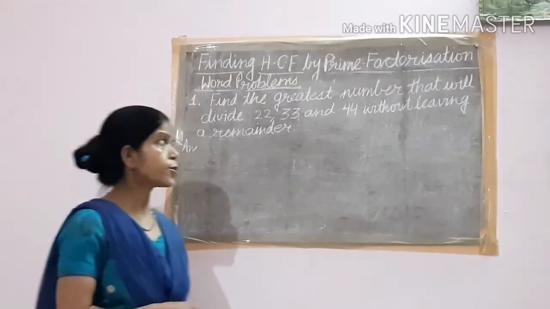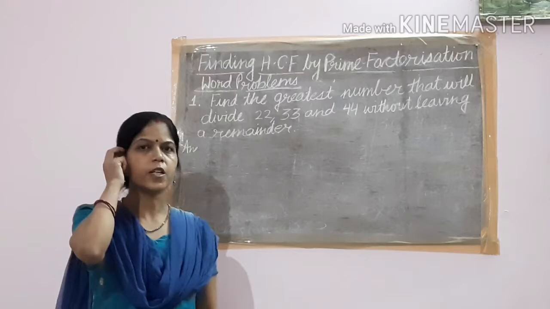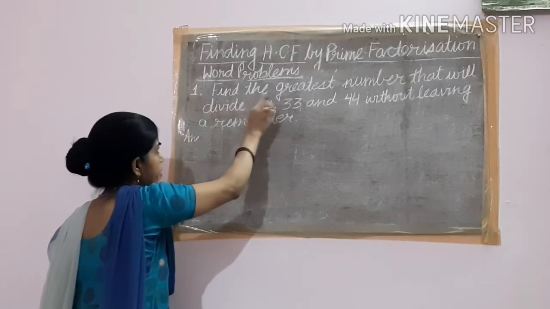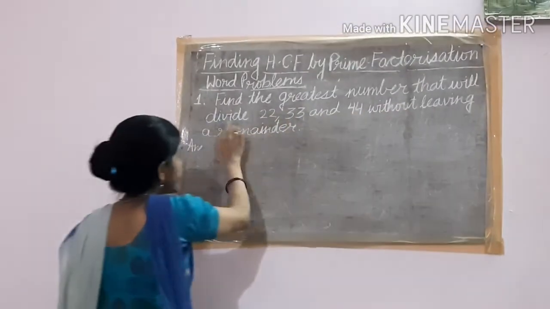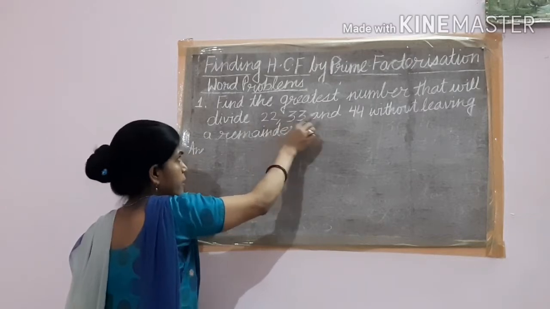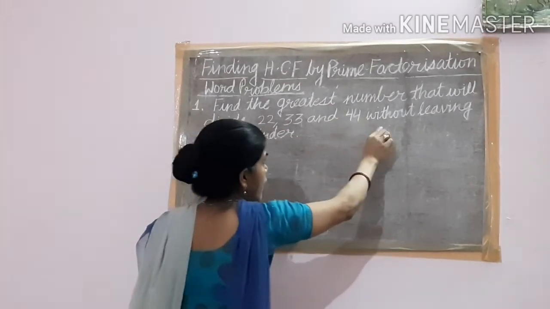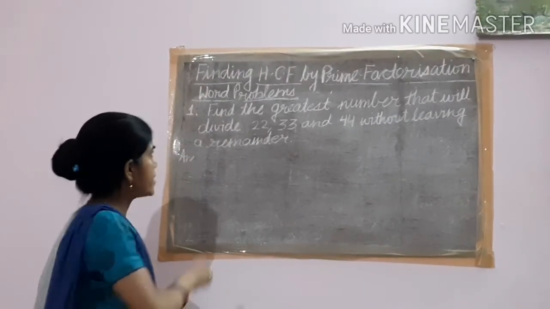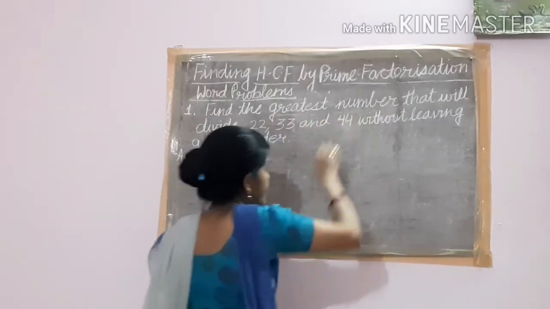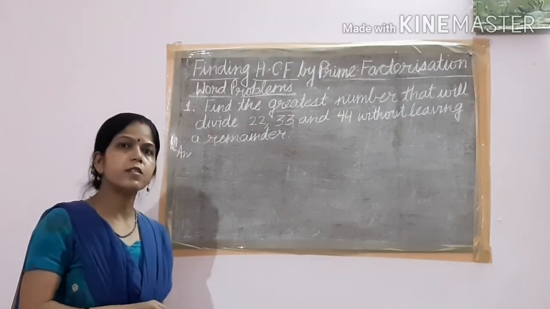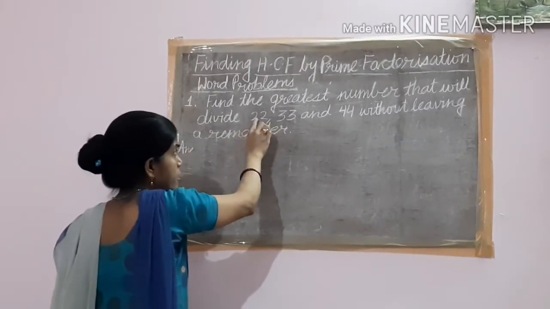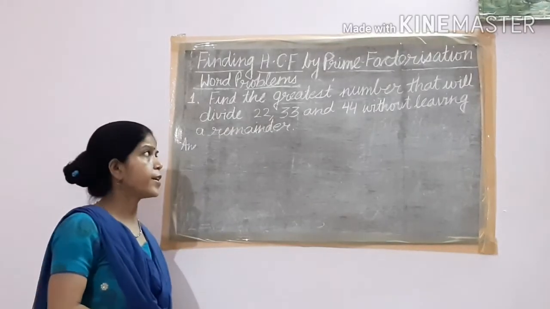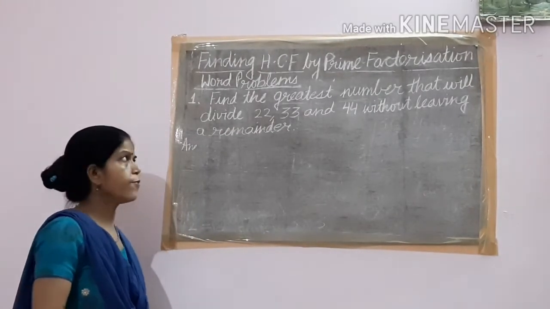Now children, I am solving some word problems which are based on HCF. One word problem I have written for you. Find the greatest number that will divide 22, 33 and 44 without leaving a remainder. Okay, this is your word problem. So what is it asking? Greatest number. It means that the greatest number is the HCF of these three numbers 22, 33 and 44. So what you have to do? You have to find the HCF by using the prime factorization method.